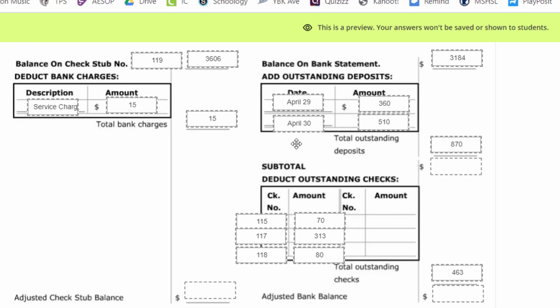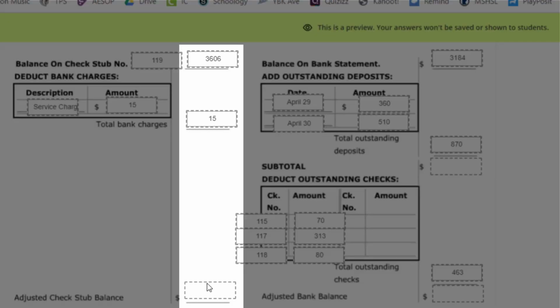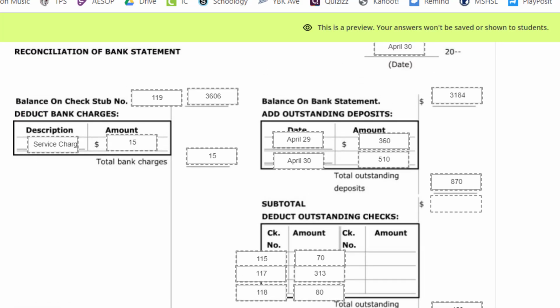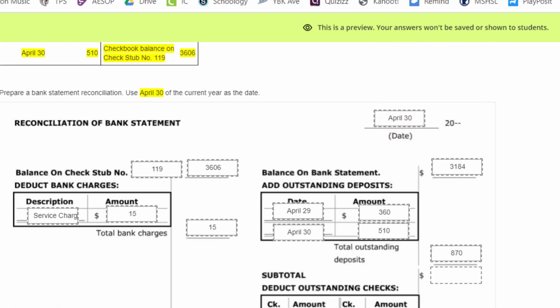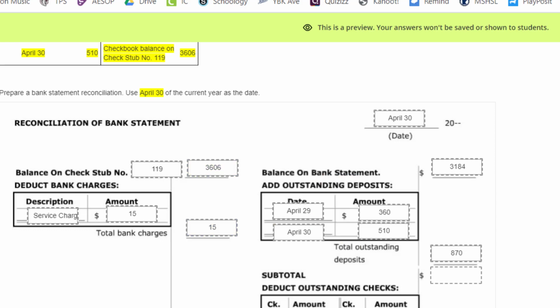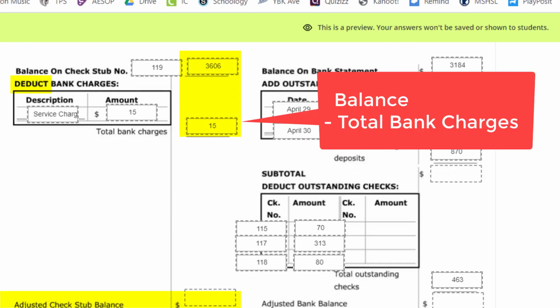Now that I have all of the information filled in, I'm going to be doing some math. So I'm taking this column and I am figuring out what the adjusted check stub balance is. It tells me over here that I'm going to deduct or subtract. So 3,606 deduct, which is minus my total service charges. So 3,606 minus 15 is 3,591. So my adjusted balance, 3,591.